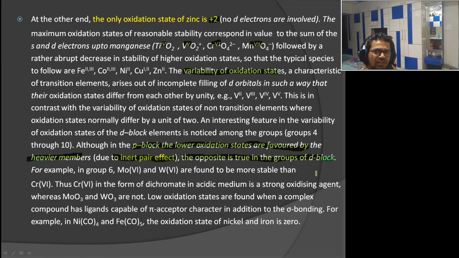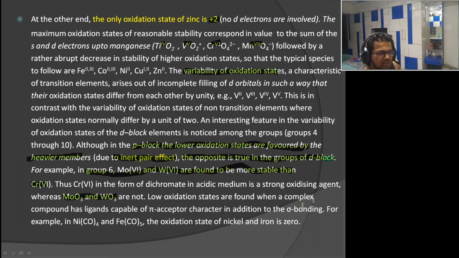There, the oxidation states in p blocks were decreasing as you go down. Here, as you are coming down, those oxidation states are becoming more stable as one goes down the group. So look at group 6, molybdenum and tungsten: the oxidation states are more stable in +6 over there. And similarly chromium, which is in +6. Chromium in +6 as dichromate is an oxidizing agent. Same way molybdenum and W, tungsten, are not.